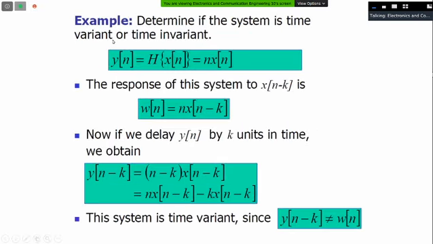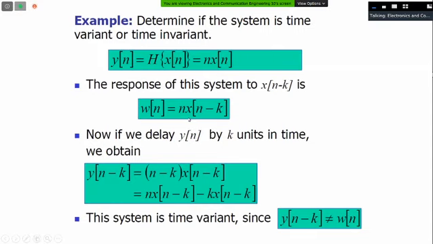So let's take the example. Determine if the system is time variant or time invariant. Now let's say we have this system where y[n] = n x[n]. Now we want to see whether this is a time invariant or variant system. What is the response of the system to x[n-k]? This will be equal to w[n], which is n times x[n-k].